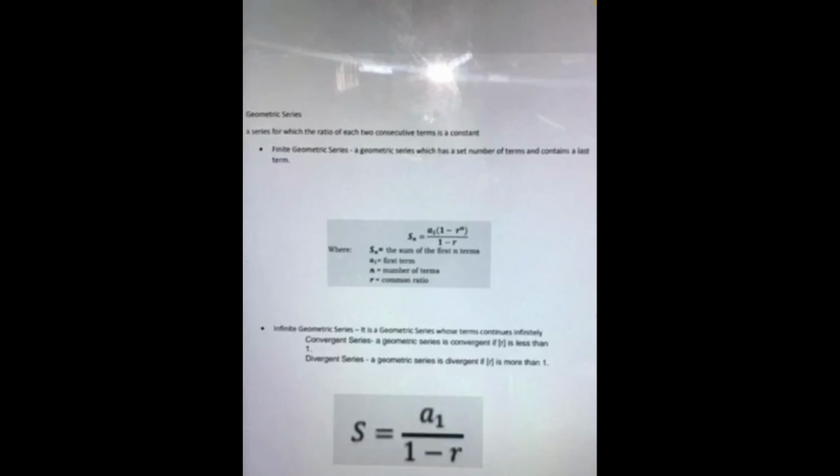Knowing if the terms is convergent or divergent is important because you can tell if the infinite geometric series has a sum or not. A series is convergent if its ratio is less than 1 and divergent if it's more than 1. The formula for getting the infinite geometric series is S equals a sub 1 over 1 minus r.